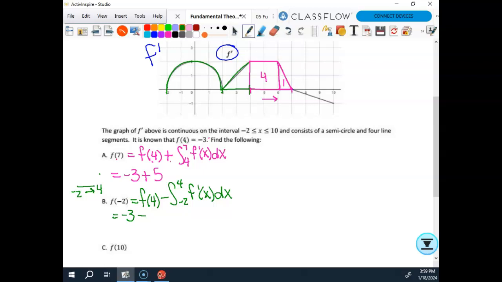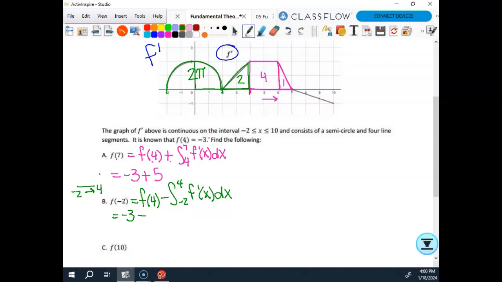Area of a circle is pi r squared. My radius is 2. I can see that here and here. So 2 squared is 4. That's the area of the entire circle, but this is only half of it. So it's not 4, it's 4 pi, so then the area is 2 pi. The area of this triangle, 2 times 2 is 4, divided by 2 is 2.